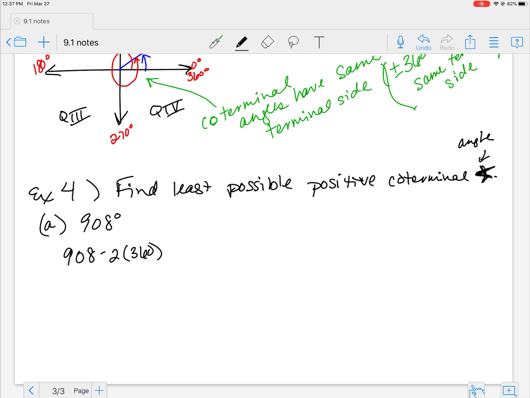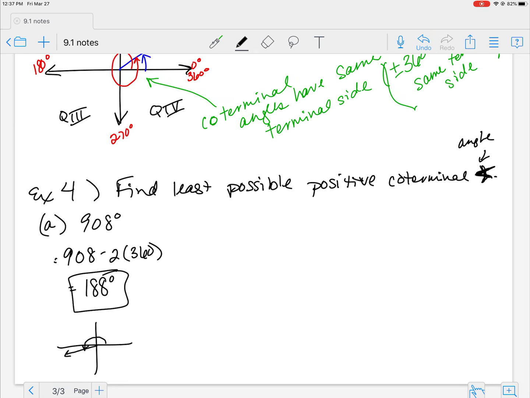You could take two 360s and subtract from that. If you don't know that, just keep subtracting 360 until you get something, right? That's the moral of this story. So your coterminal angle would be 908 minus 720, which is what 2 times 360 is, and you get 188. And 188. I said it, didn't write it. Degrees. That is your least possible coterminal angle.